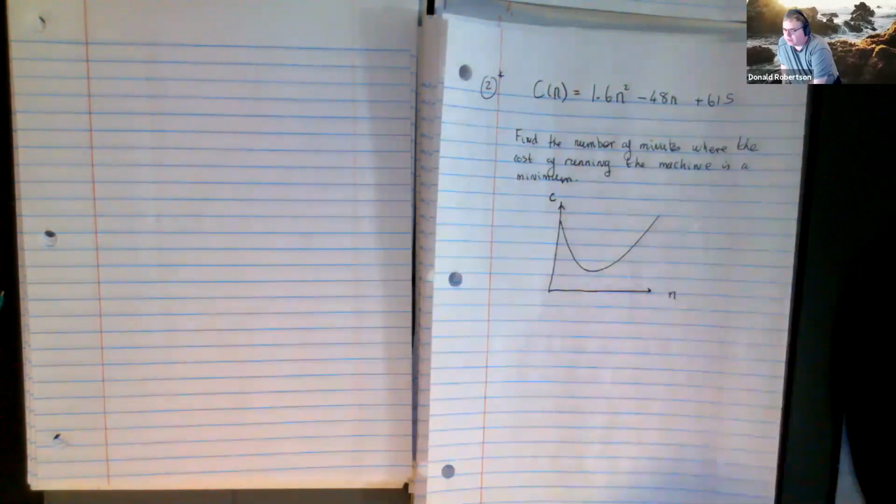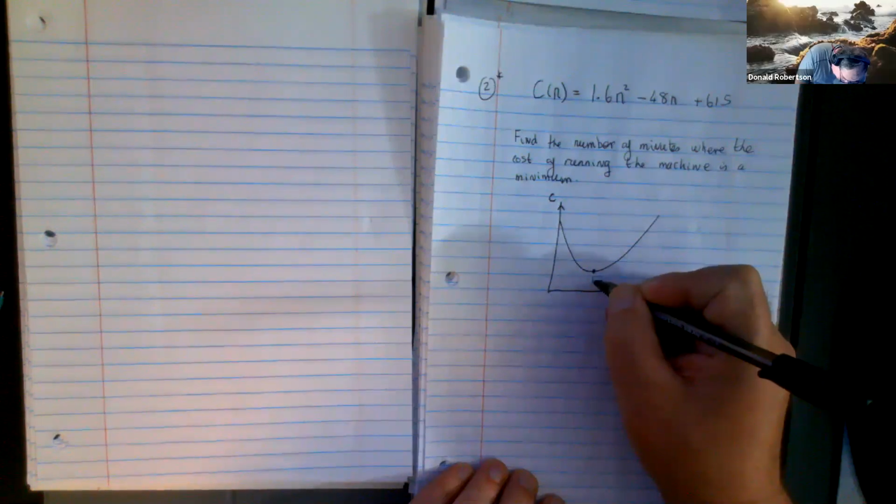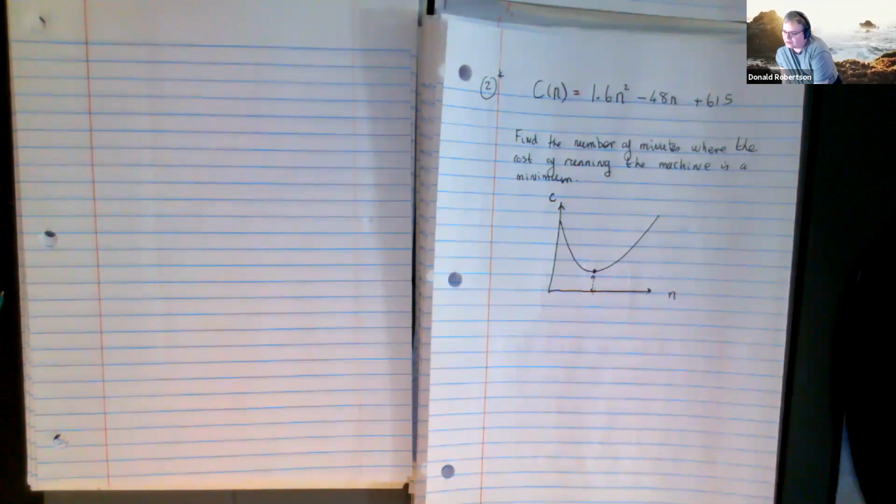Now, it's a downright ugly number, so don't expect 3s and 2s in these questions. They're a little bit more realistic. So when it says find the number of minutes where the cost of running the machine is a minimum, aren't they asking me to find that number here? What would be called the x coordinate of the vertex. Do you see they're just wanting the vertex again? These questions very often end up being find the vertex, or at least one of the two numbers that make up the vertex.